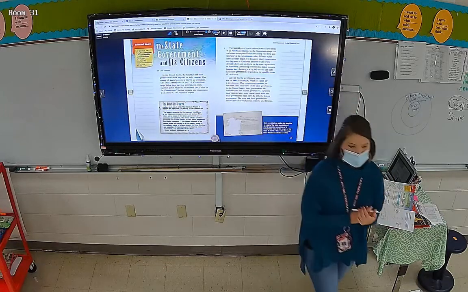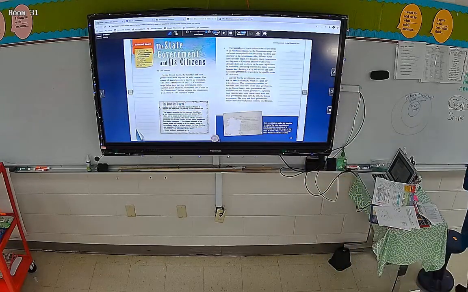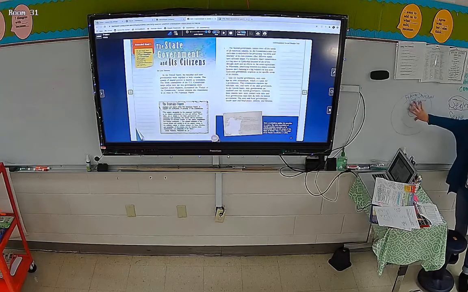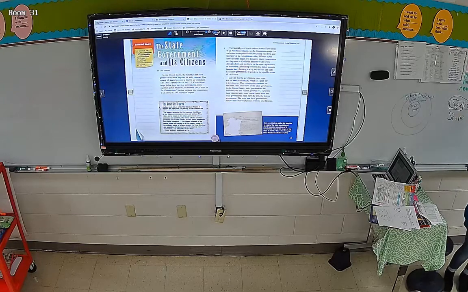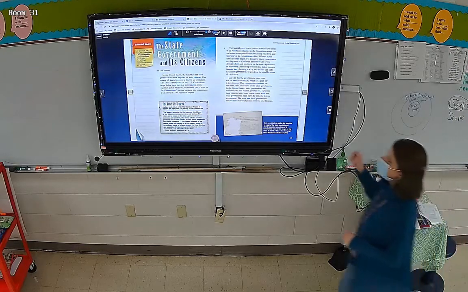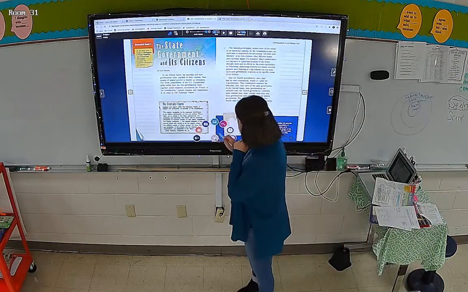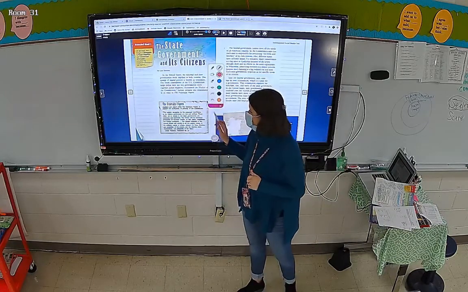Alright, so we're talking about the government. We talked about how there are 3 different layers, 3 different levels. There's the local government, state government, and federal government. Today we're talking about the state government. We're going to read this passage, state government and its citizens, and we're going to see what are the different things that the state government does for the citizens.